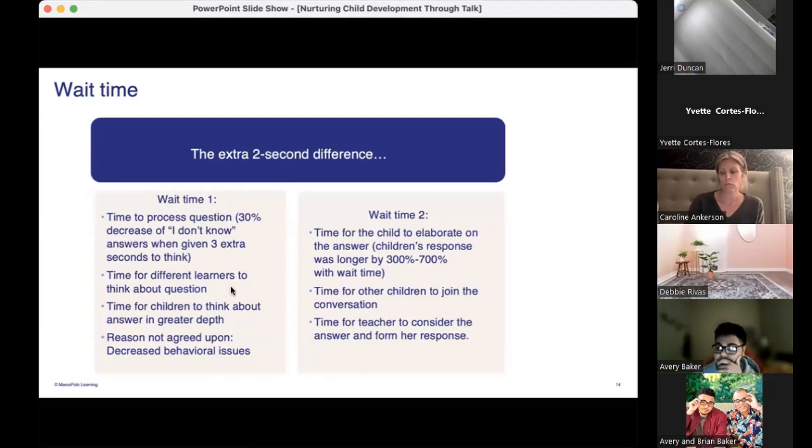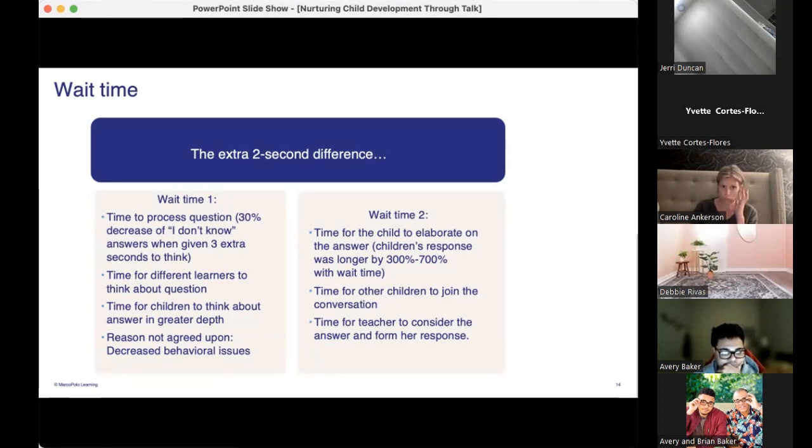So that's what we're seeing. With wait time 1, we see a 30% decrease of children just saying, I don't know. Because when there's no wait time, the child that doesn't know how to answer fast, their instinct is just to tell you, I don't know, right? And then you've worked with children like that, right? And they're like, I don't know, right? Because unless you know immediately, it's considered that you don't know. And we create a culture like that in the classroom of, I'm going to pick the first child who talks. I'm going to pick the child who says something immediately. And so the other kids are not given a chance to talk.